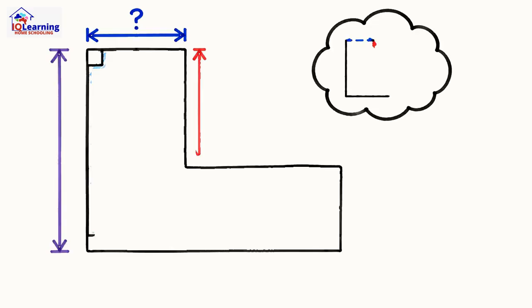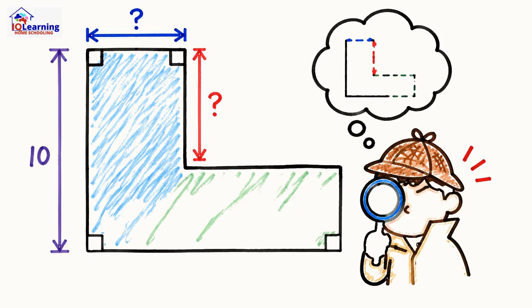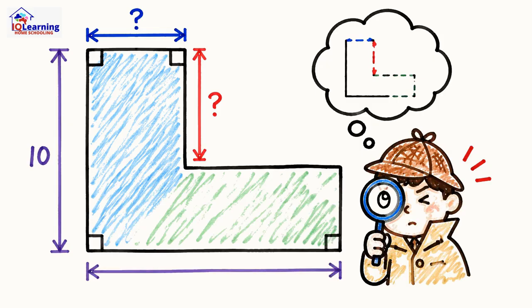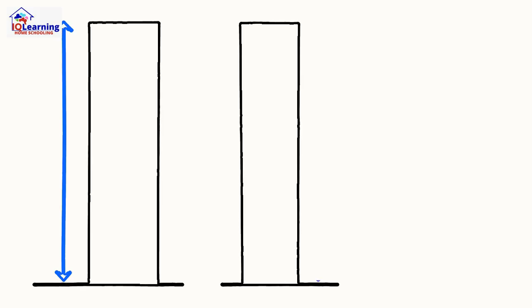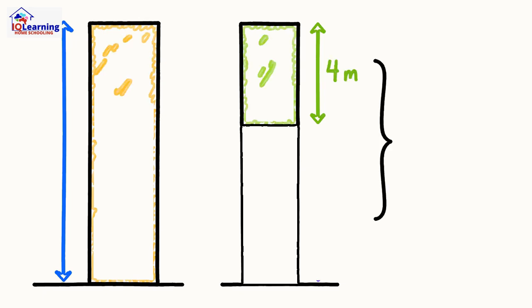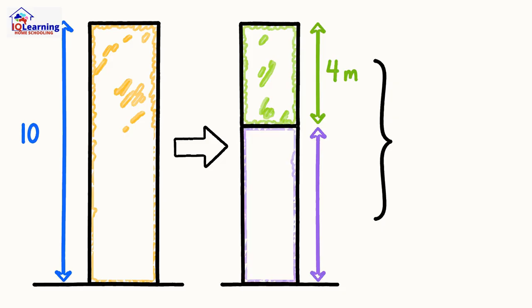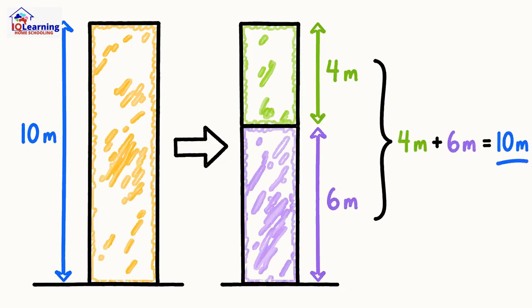First, the detective work. Often, not all sides of a shape are labeled. These are hidden sides. But there's a simple rule. For any direction, the shorter parallel lines must add up to the length of the longest one. If a wall is 10 meters tall and you know one part of it is 4 meters, the other hidden part has to be 6 meters. Simple subtraction is all it takes.